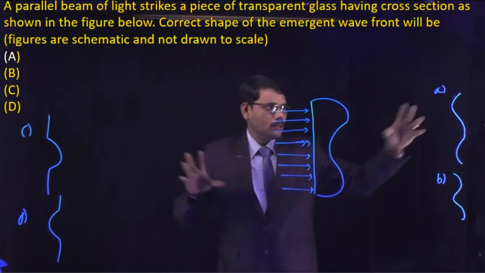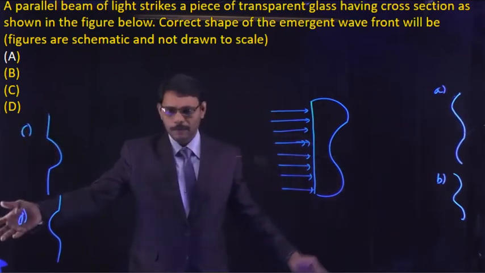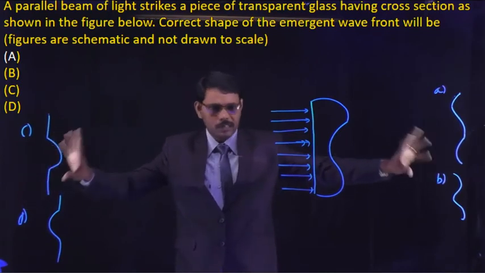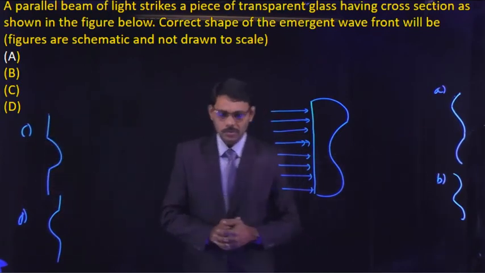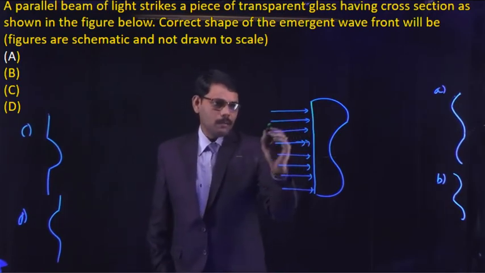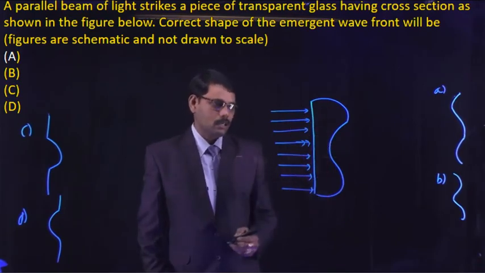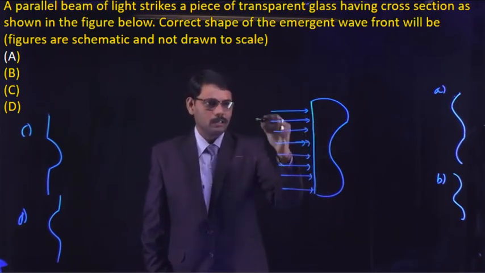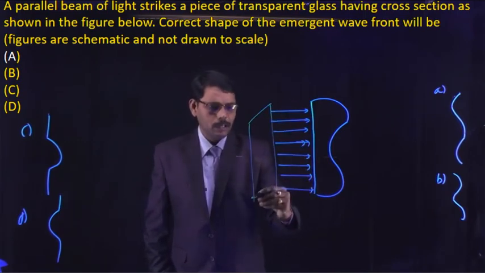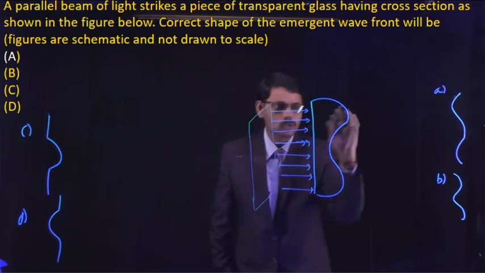The shapes are given in options A, B, C, D. These are the four options in which emergent wave shapes are given. Which shape is correct? That is the question. Here, this is the parallel beam of light incident on this glass at one end. This is a plane wavefront, and this plane wavefront is incident on the transparent glass and passes through it.